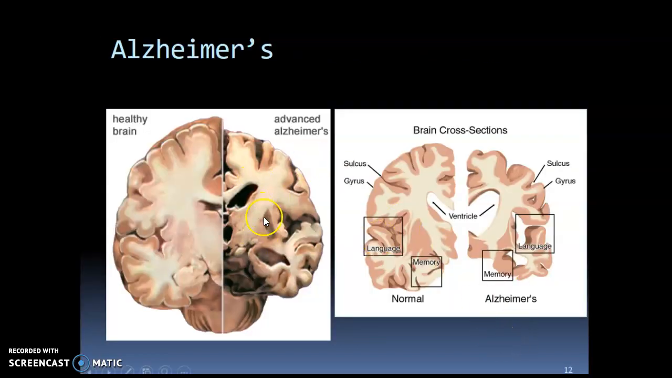Here would be an Alzheimer's brain advance, so you can see the deterioration, that as those plaques and tangles develop, the brain loses mass. There you have your healthy brain. And that's it.